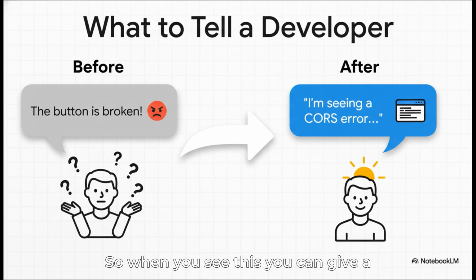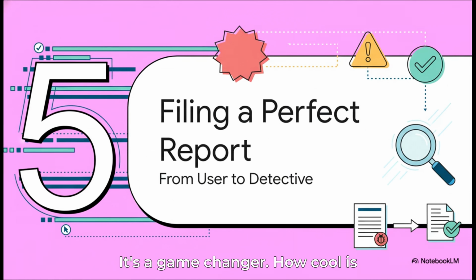So when you see this, you can give a developer a massive head start. I mean, instead of just saying, hey, the page is broken, you can now say, hey, I'm seeing a CORS error in the console. It looks like a server security setting is blocking a request. That tells them exactly where they need to start looking. It's a game changer. How cool is this? You've already learned how to open the console. You can read the colors, and you can even translate 2 of the most common errors out there.